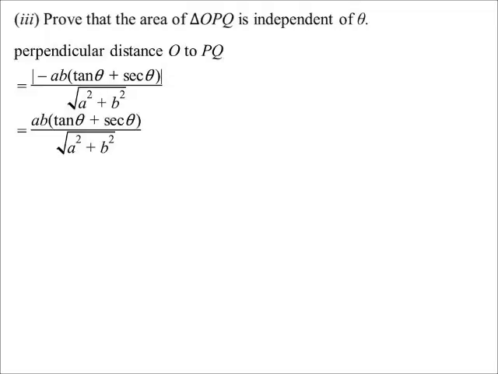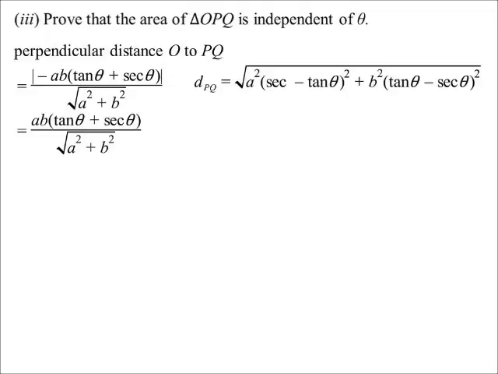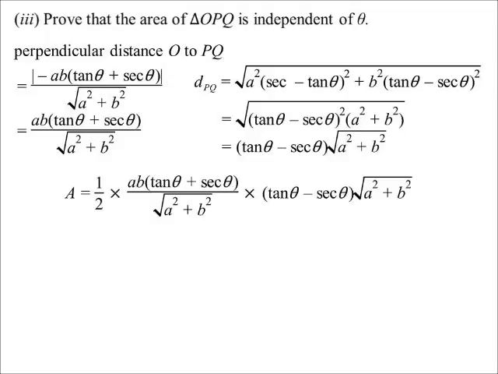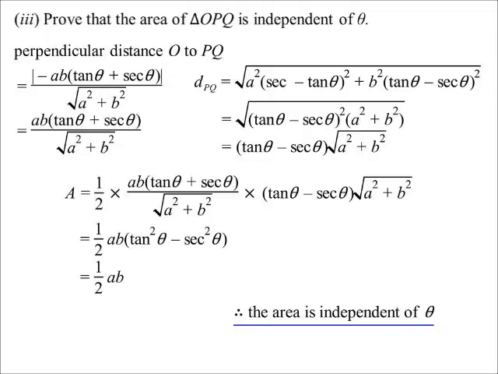So all right, perpendicular distance formula. And because it's going from 0, 0, so there's no x, no y, it's just minus the constant over the square root of a squared plus b squared. Not much more I can do with that. Distance formula for PQ. Let's tidy that one up. Half base times height, so the square root of a squared plus b squared cancels. Tan squared, of course, tan squared minus sec squared is 1. So that one disappears. I just get half AB. There's no theta in the answer, so yes, the area is independent of theta.